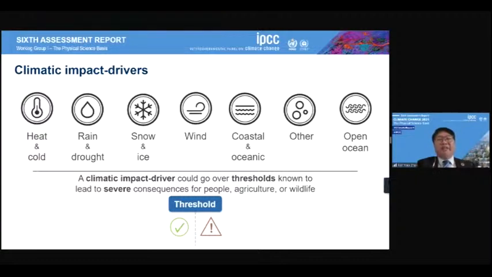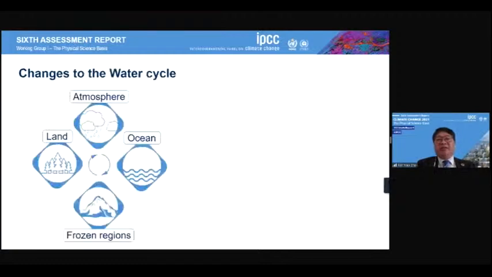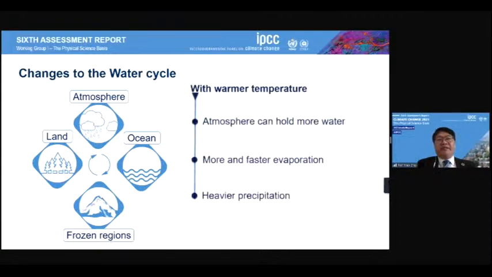Many of the changes we assessed are related to the global water cycle. The water cycle means how water moves through the atmosphere, land, ocean, and the cryosphere. With warmer temperatures, the atmosphere can hold more water, and we see more and faster evaporation and heavier precipitation. The monsoon rainfalls, which are also important to so many peoples, are changing in complex ways in response to the contrasting effects of both greenhouse gases and the pollution particles, which we call aerosols.